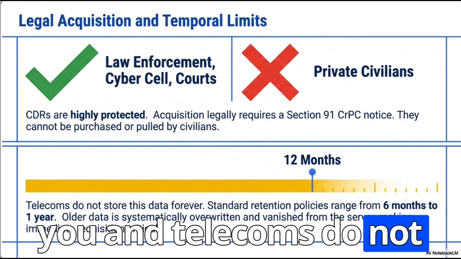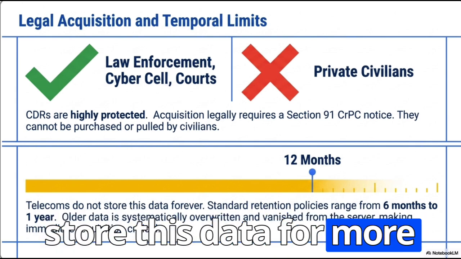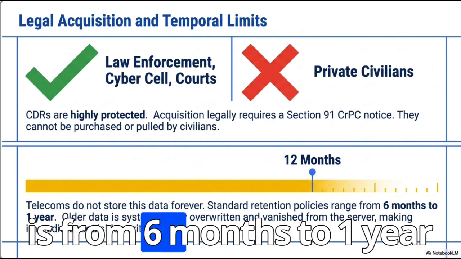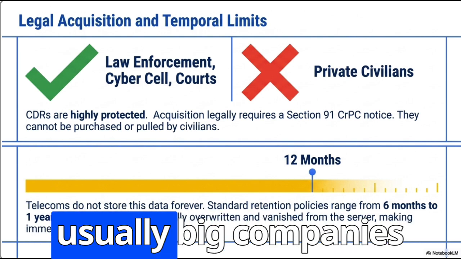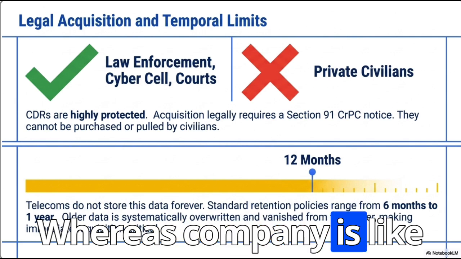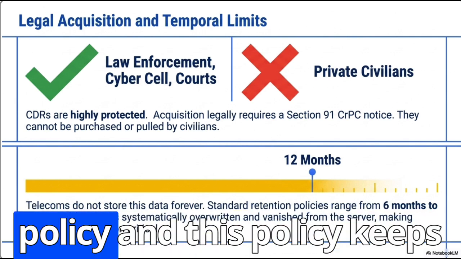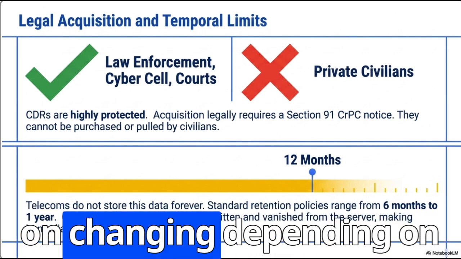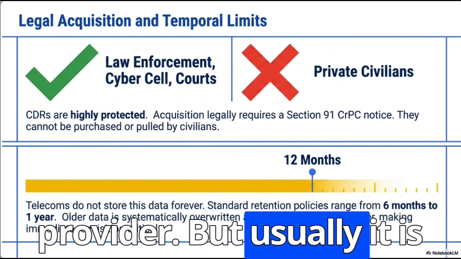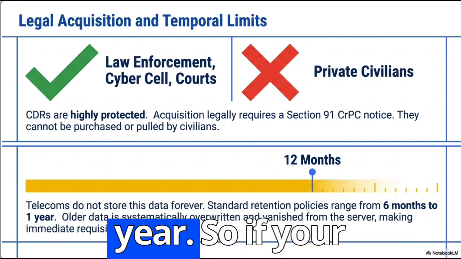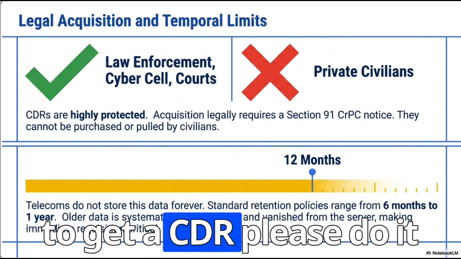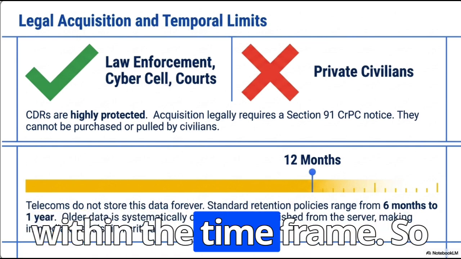And telecoms do not store this data for more than 12 months. The standard retention policy is from 6 months to 1 year. Usually big companies store it for 12 months, whereas companies like BSNL have a 6-month policy, and this policy keeps on changing depending on the law and the telecom provider, but usually it is between 6 months to 1 year. So if your investigation requires you to get a CDR, please do it within the time frame so you have the file.